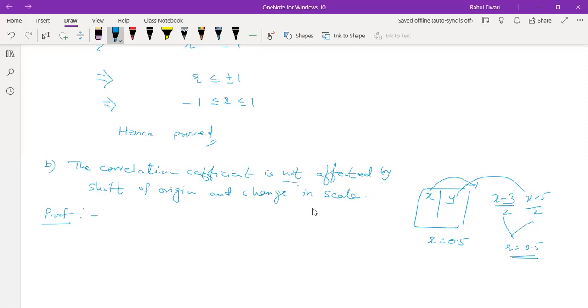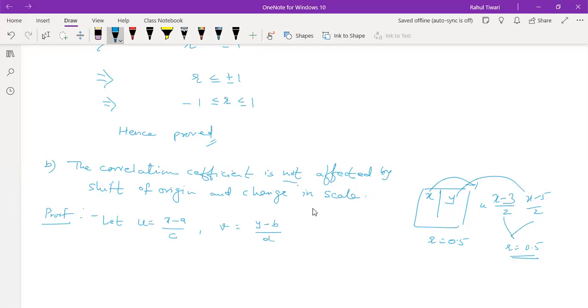This is one result, and one can prove this also. Okay, so let's see how to prove. Let U is equal to (X minus A) by C. So I have X data, and I have changed it to (X minus 3) upon 2. So let's assume this is U. So U is equal to this, and similarly V is equal to (Y minus B) upon, let's say, D.